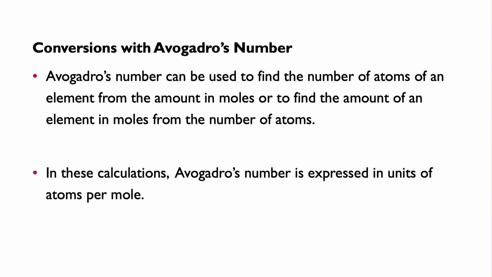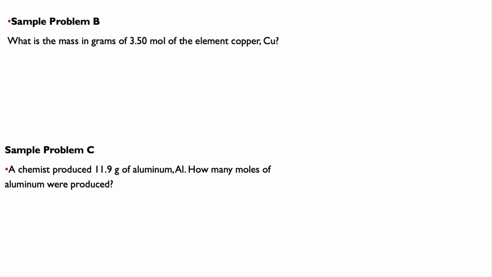So, conversions with Avogadro's number. And like I said, this will make more sense when you see examples done. Avogadro's number can be used to find the number of atoms of an element from the amount in moles, or to find the amount of an element in moles from the number of atoms. In these calculations, Avogadro's number is expressed in units of atoms per mole. All right, so we're going to do a few examples here.